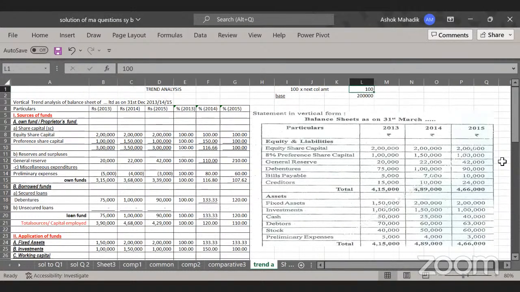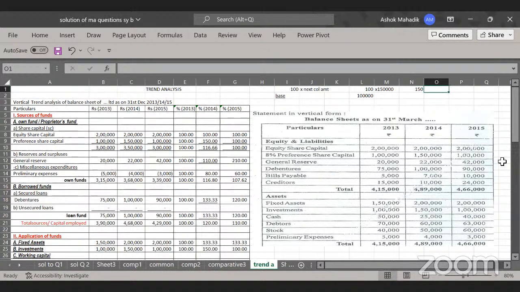So again same formula, 100 divided by 1 lakh. I'm considering preference shares values now. 100 divided by 1 lakh into second year value is 1 lakh 50,000. So I'll write 1 lakh 50,000. On calculating and pressing, it comes to 150%. So write 150 in second column.